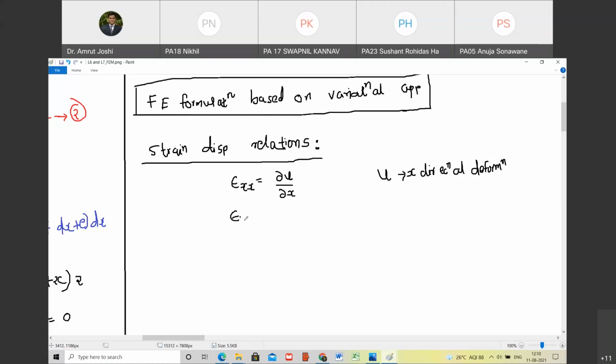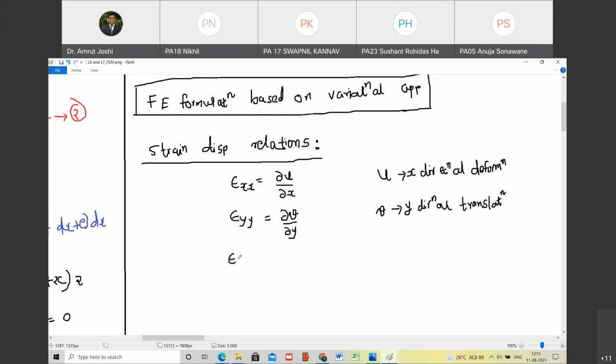What is epsilon yy? Can you tell me? It is dou v by dou y. Do you agree with me? Yes, sir. Where v is y directional deformation, y directional translation. Are you with me? Yes, sir. So deformation, translation, I am using it as synonyms.